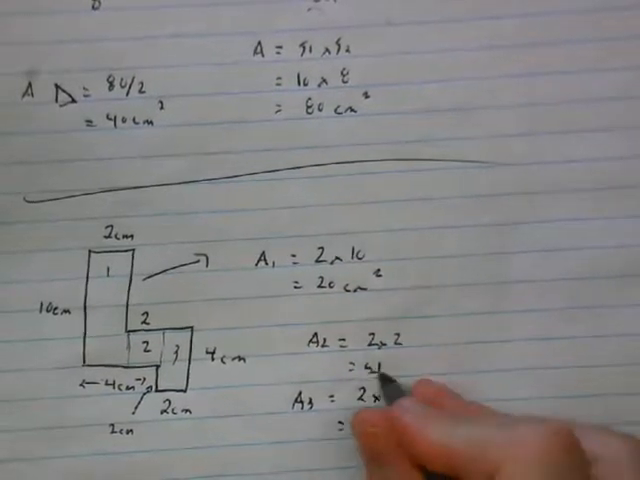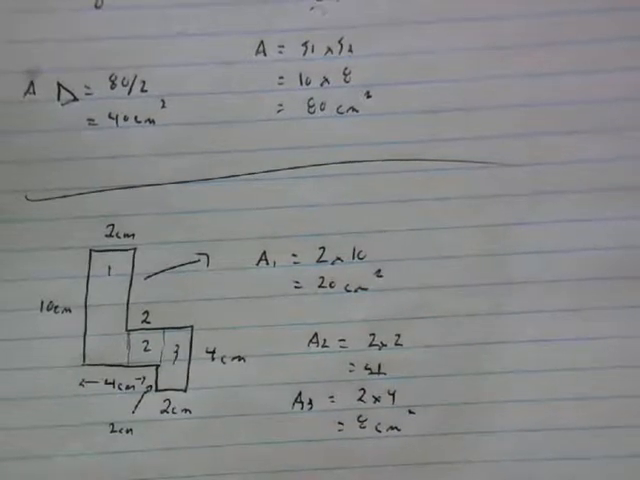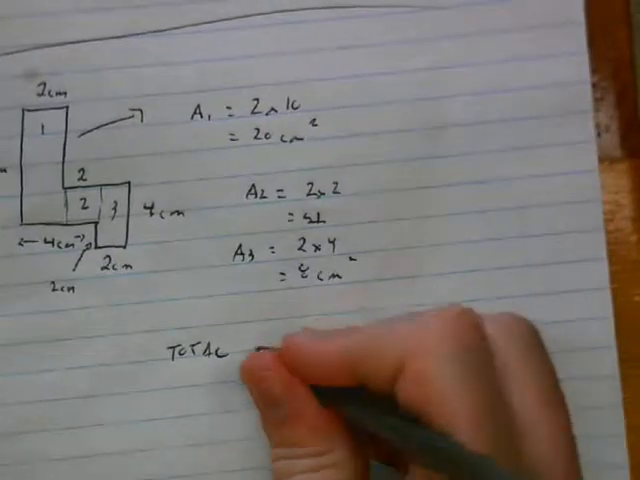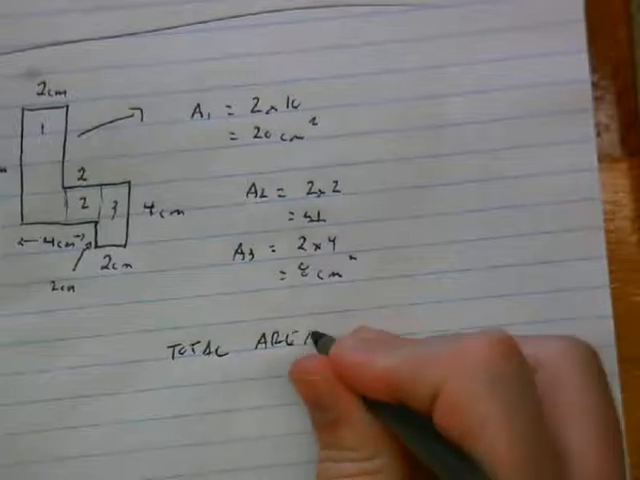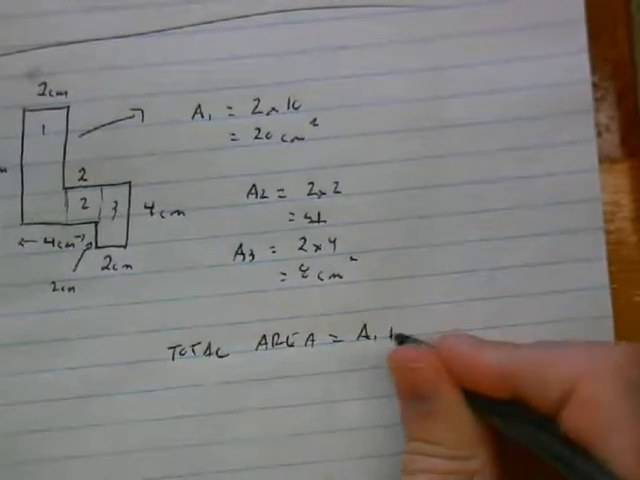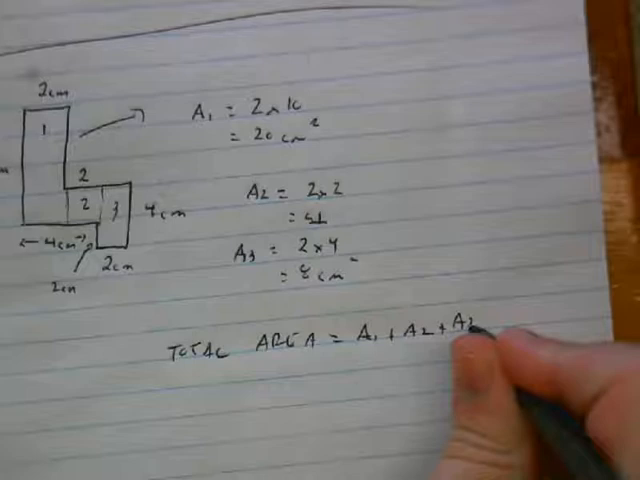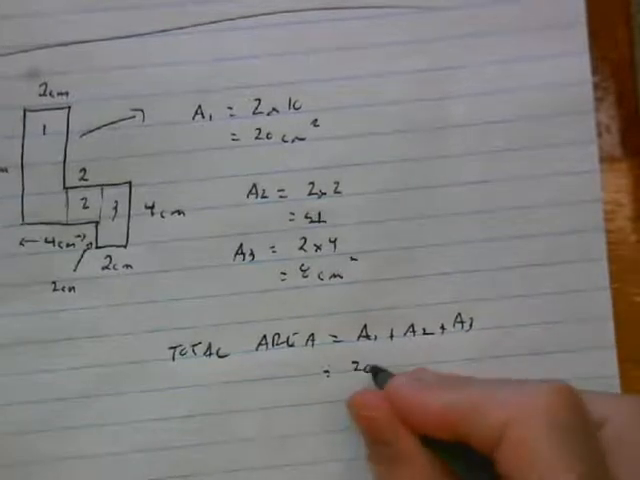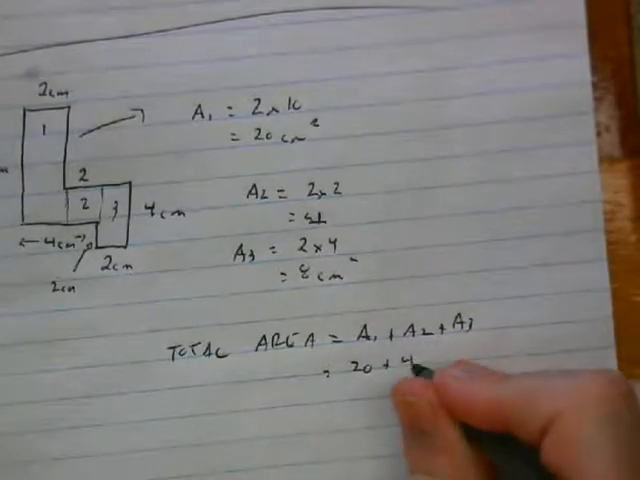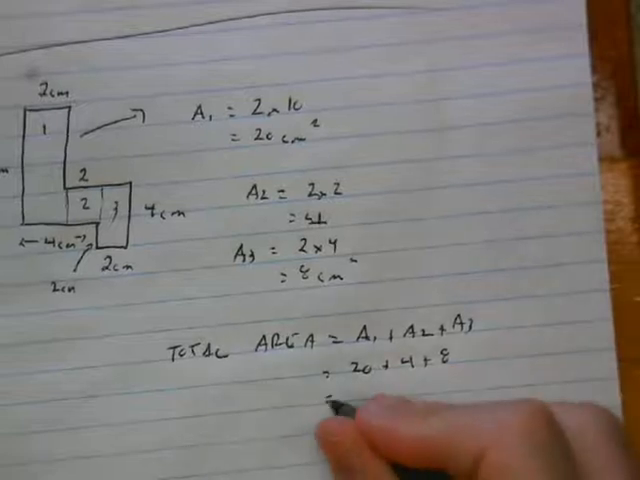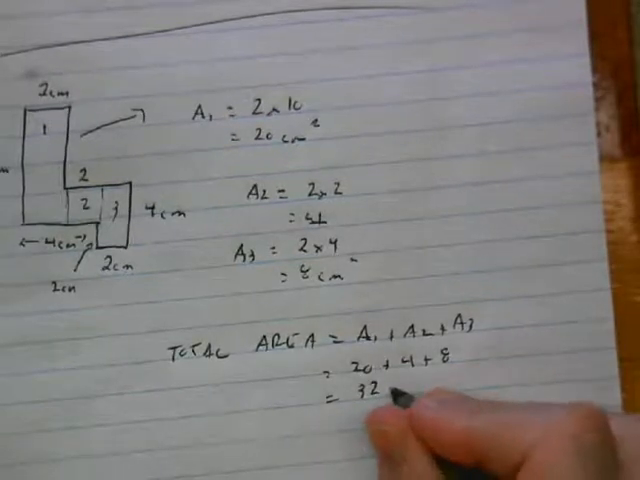And then, to get total area, I would add area 1, area 2, and area 3, or 20 plus 4 plus 8, which would give me 32 centimeters squared.